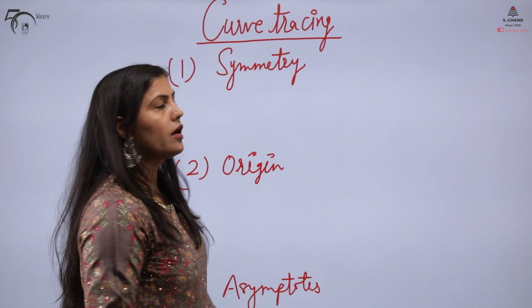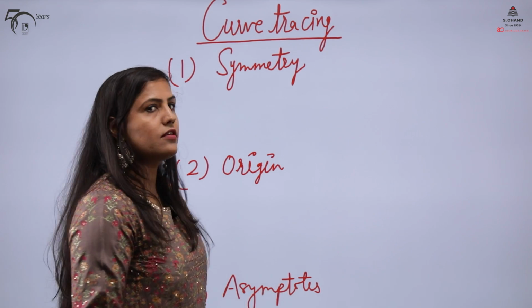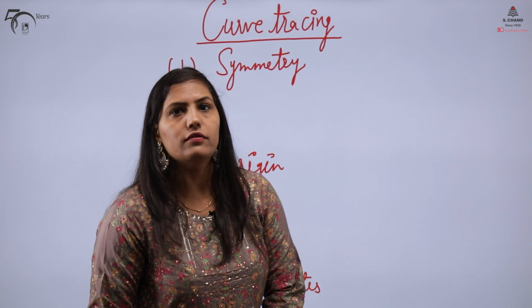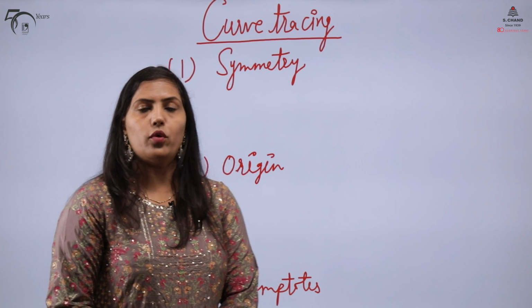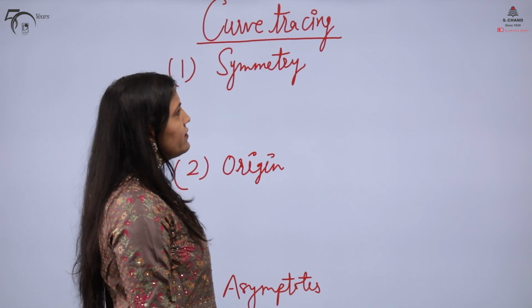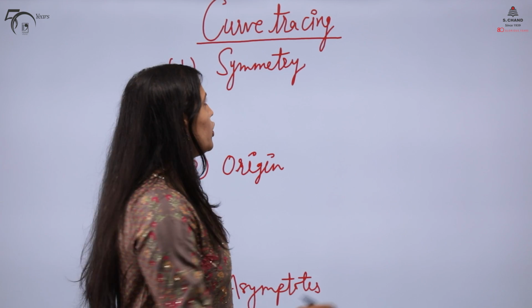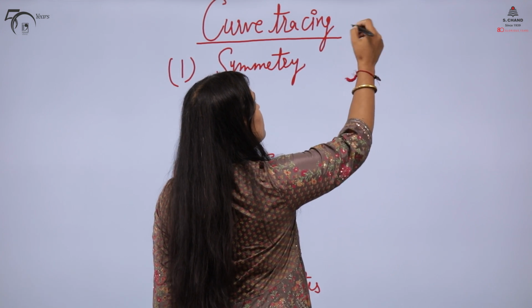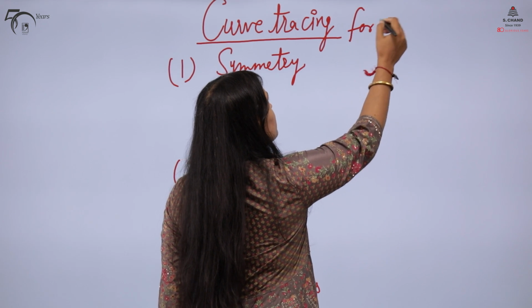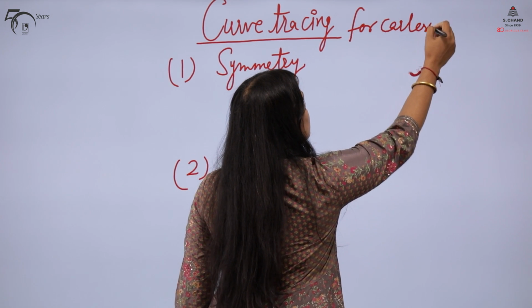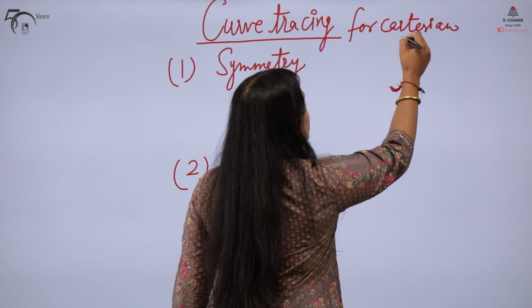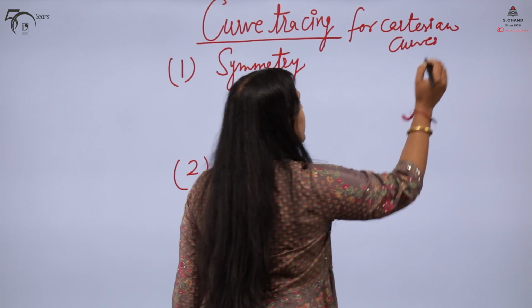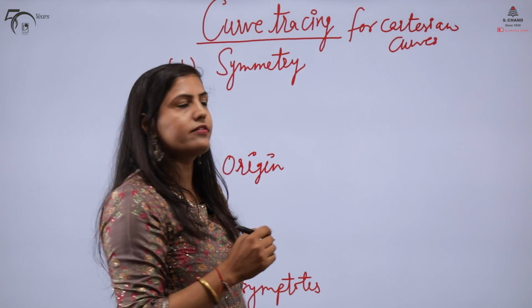So let's start with curve tracing. To trace a curve, you should know some points. So I'll first brief you on the points you should know before tracing any curve. This curve tracing is for Cartesian curves. What does Cartesian mean? It means your curve equation will be in x and y form.